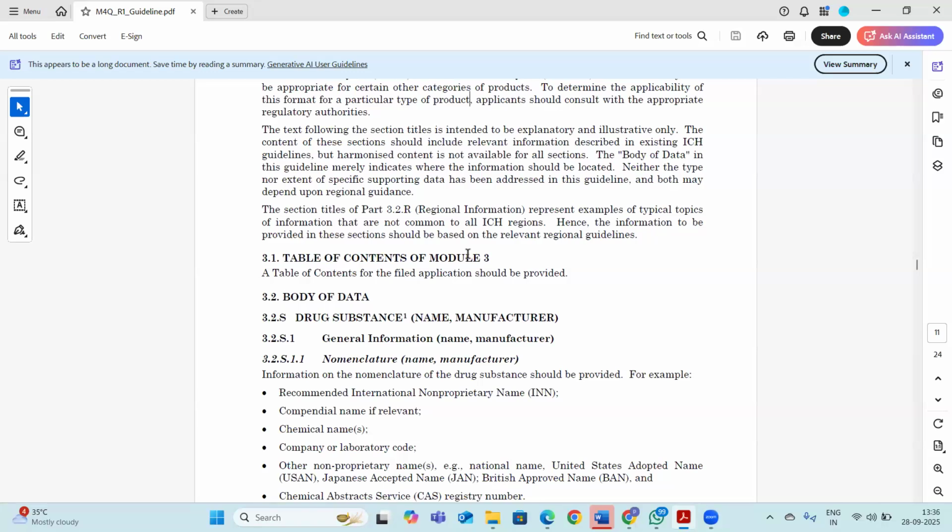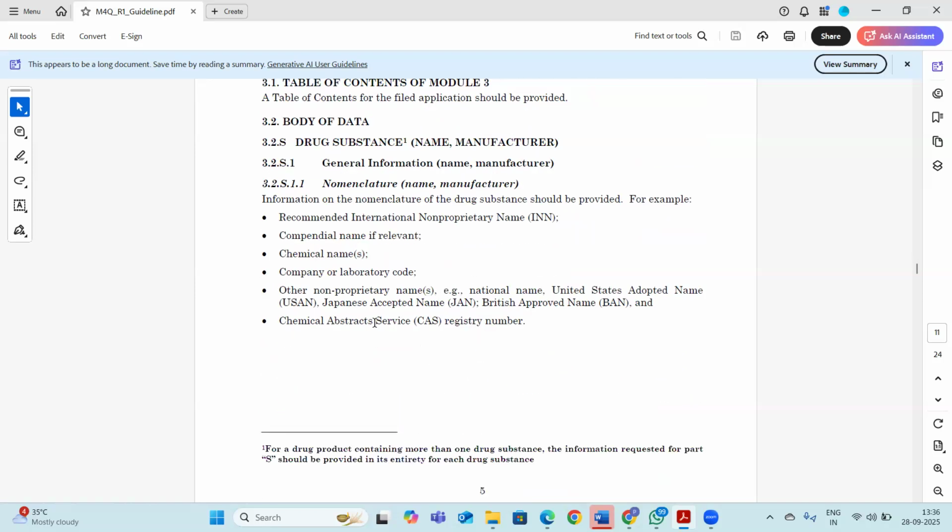The body of data in this guideline merely indicates where the information should be located. Okay, body of data means we are providing a format so that we understand how the data is being submitted across different regions and how it is harmonized, because one body of data is applicable to a lot of regulatory bodies. SRA has accepted this body of data, and other regions, GCC and all of them, are coming around to accept the same as well. Okay, so there is table of contents, there is body of data.